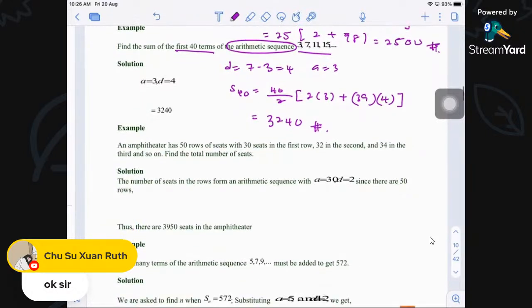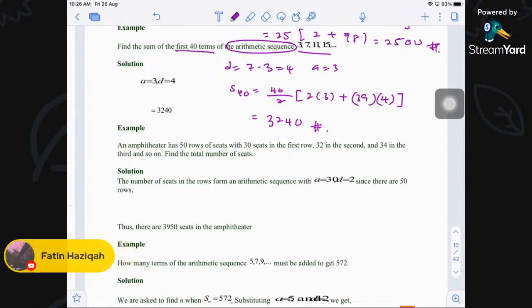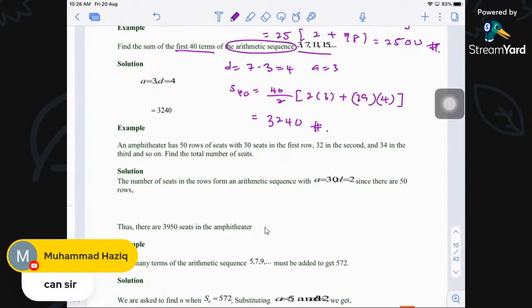Okay, that's what you should be able to get over there. Clear? Okay, Fatin? Okay, very good then. So no problem with that. Okay, let's carry on some more.